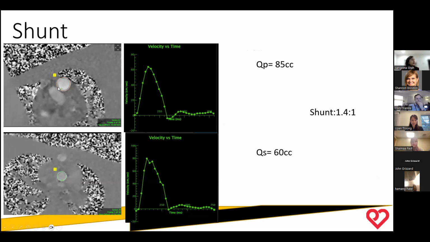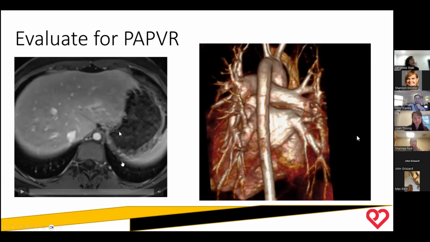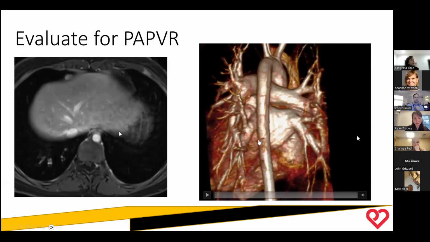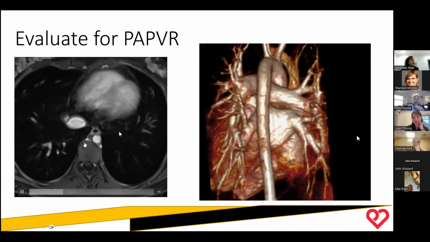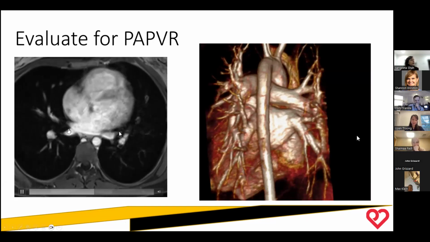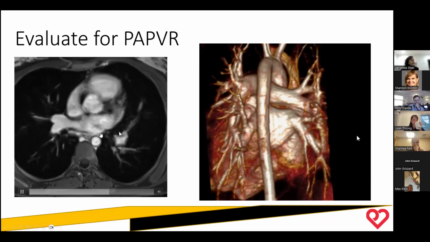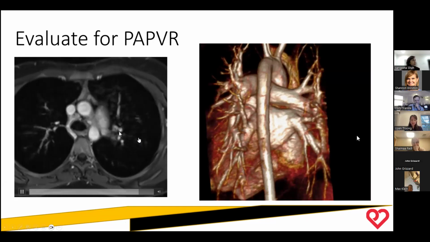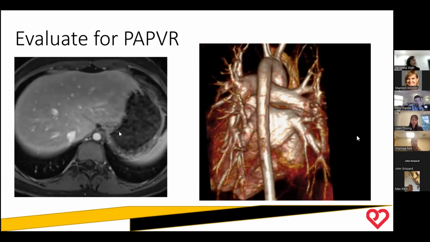Shunt fractions by QPQS, here's your flow of your pulmonary. It was 85 cc's. Your aorta is 60 cc's. Shunt fraction is 1.4 to 1. So sometimes it's nice to correlate those and see where you are. You want to evaluate for anomalous pulmonary veins. So I have this angio picture that I grabbed, but she has, here's your IVC coming up. Here's your right lower, right upper, your left just coursed by. And so no anomalous pulmonary veins to worry about in her.